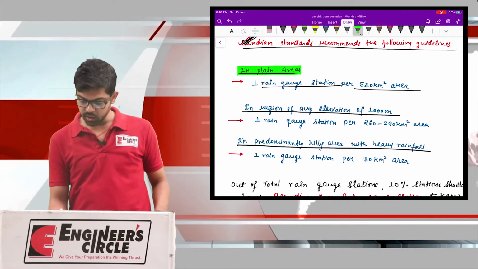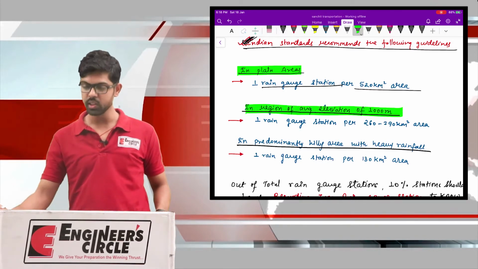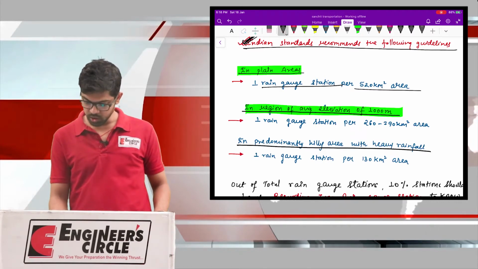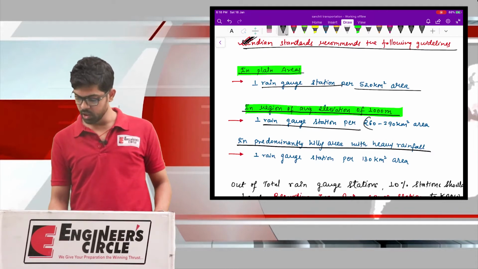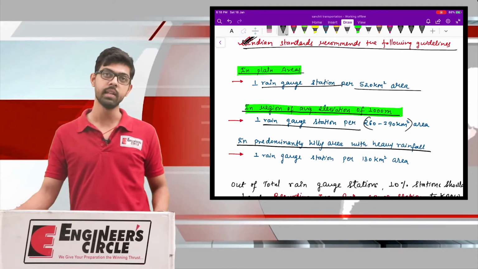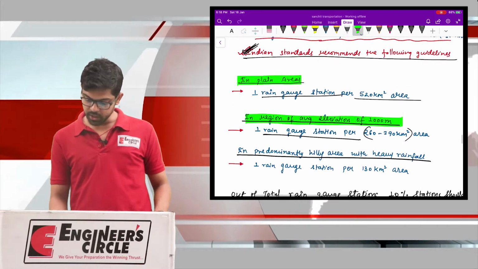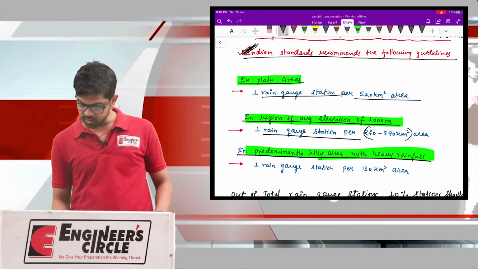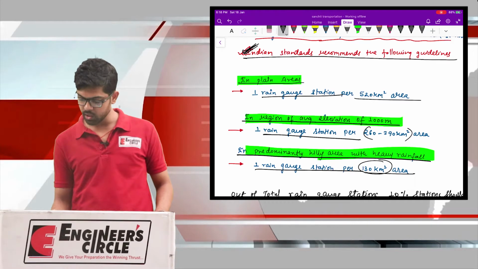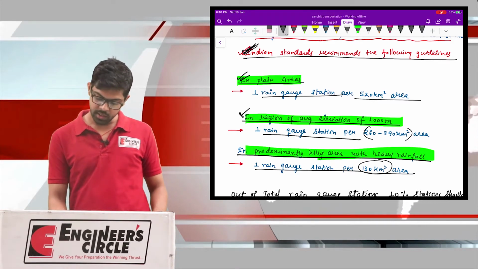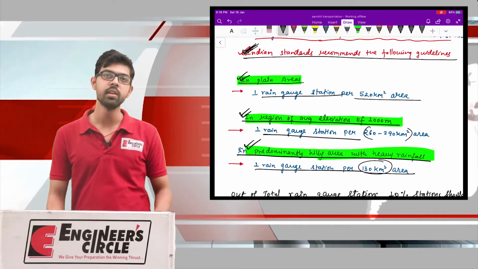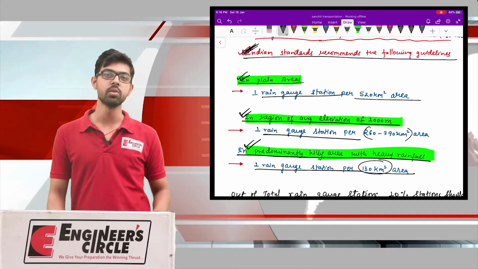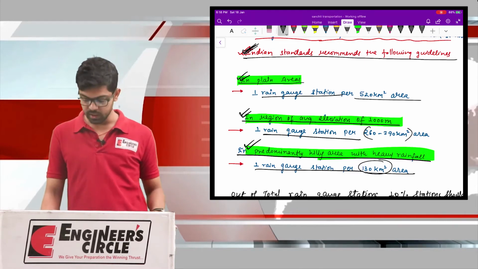The second is for a region with an average elevation of 1000 meters, or 1 kilometer: one rain gauge station per 260 to 390 kilometer square area. In a predominantly hilly area with heavy rainfall, one rain gauge station is required per 130 kilometer square area. These are the different areal conditions, and I have mentioned the number of rain gauge stations required in each. This guideline should be followed for the establishment of rain gauge stations.